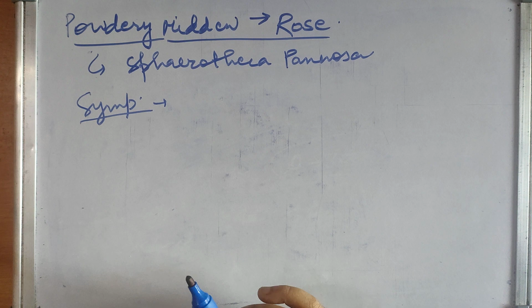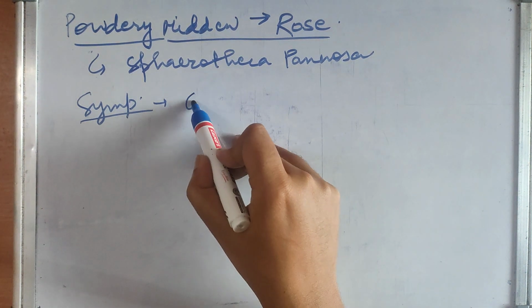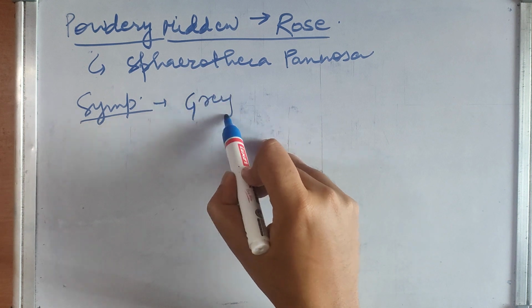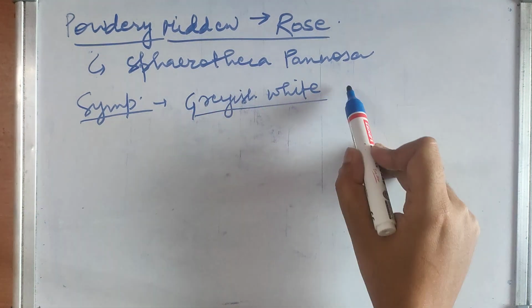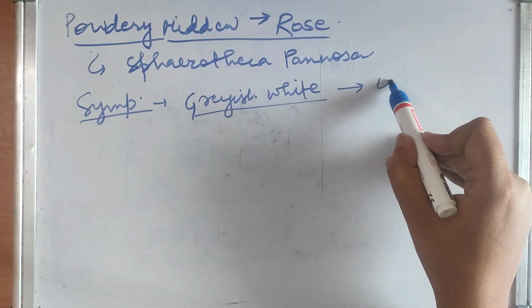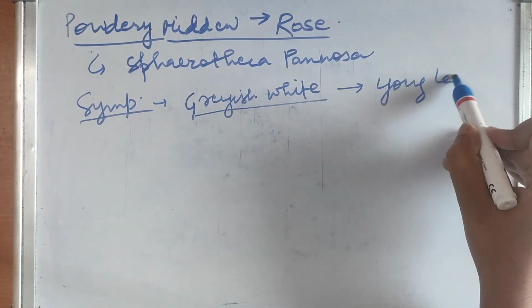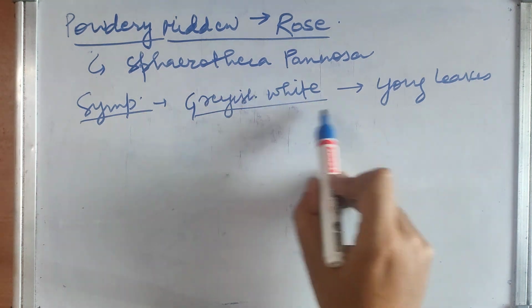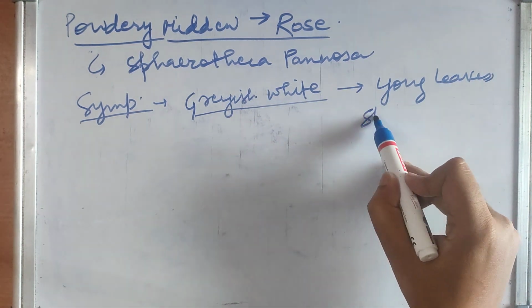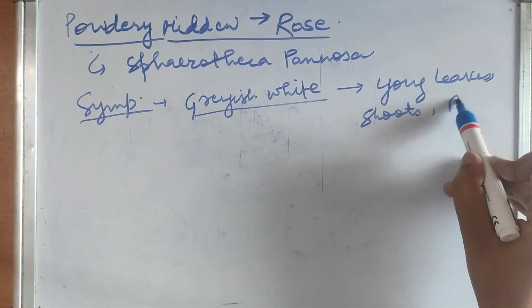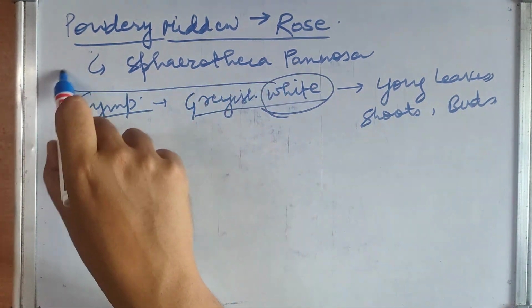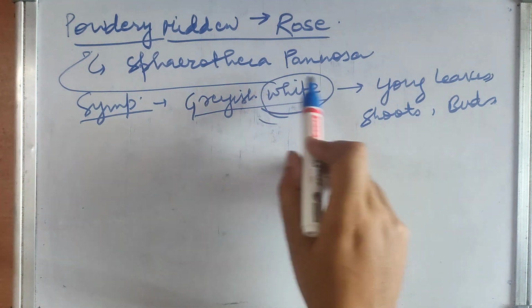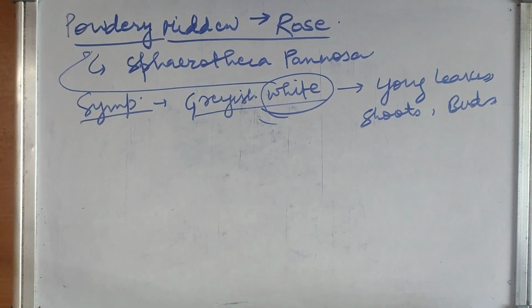The symptoms appear as a greyish white powdery substance on the surfaces of young leaves, shoots, buds, etc. It gets its name from this symptom, powdery mildew. It appears as powder.